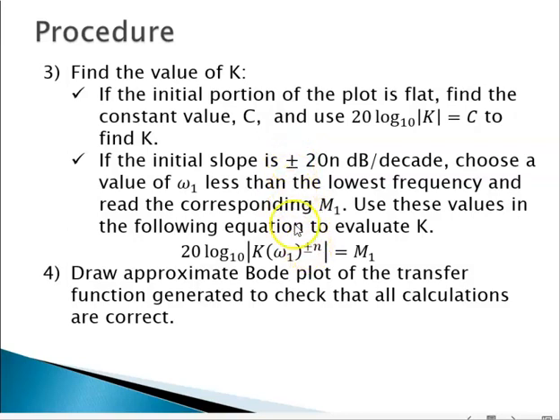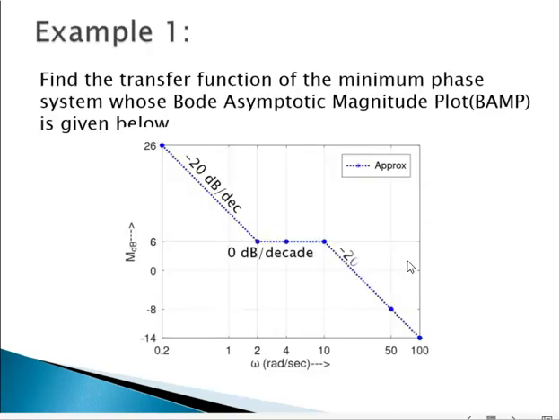Now all the terms are evaluated. Draw the approximate Bode plot over the data that is available and check whether all the calculations are correct. Also, you may want to plot the exact plot to show the accuracy of the transfer function fit. With that, we'll see a couple of examples.